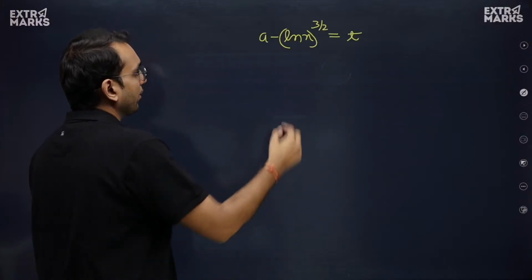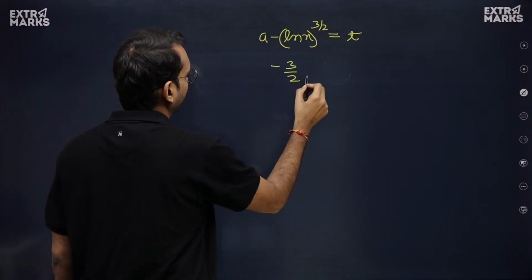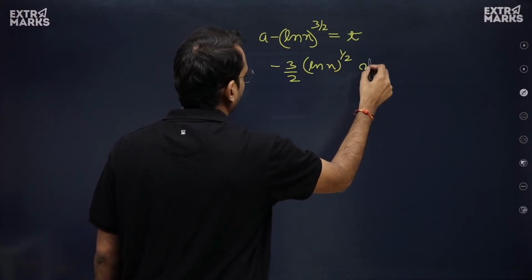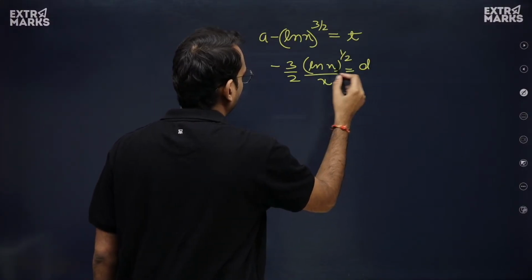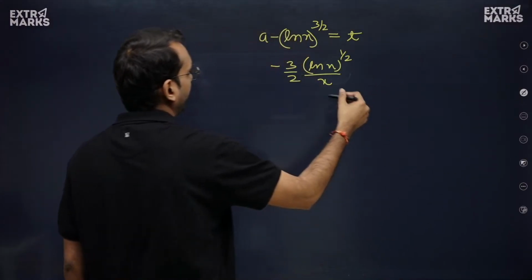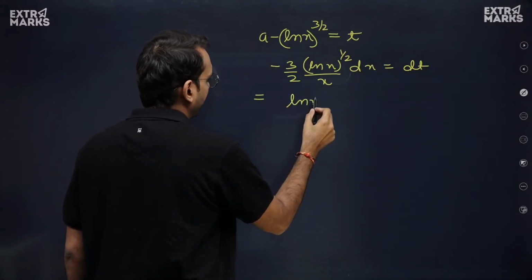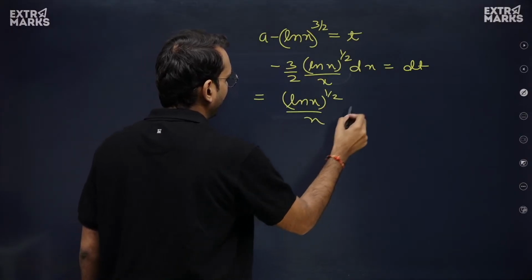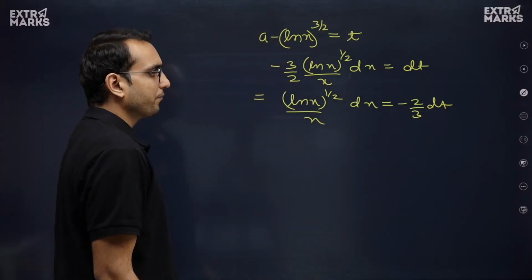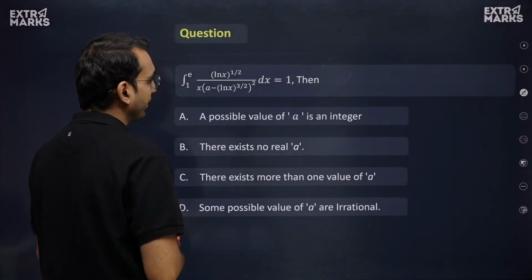When you assume this as t, now let's differentiate this, it will become minus 3 by 2 (ln x)^(1/2) into 1 by x into dx, right? That will be equal to dt. So (ln x)^(1/2) by x dx will be equal to minus 2 by 3 dt. So basically now we have done the substitution. Now it has become very easy. You have to just see what is the lower limit and what is the upper limit.